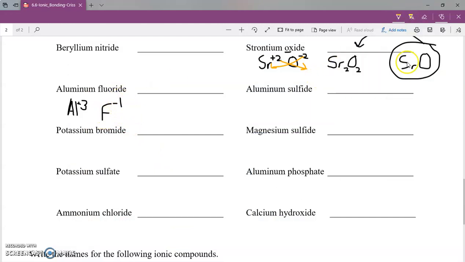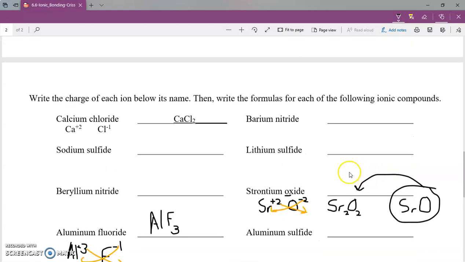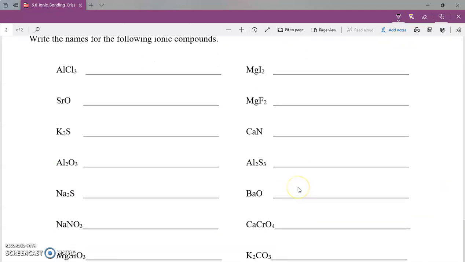Criss and cross those numbers. 3 goes down, 1 goes down. You'll find that our answer is going to be AlF subscript 3. So that means I need 3 fluorines for every 1 aluminum, so the charges are equaled out. They cancel out, basically. And so that's the reason why we do this crisscross method, is we have to cancel out the charges. All right, what else do we got here?